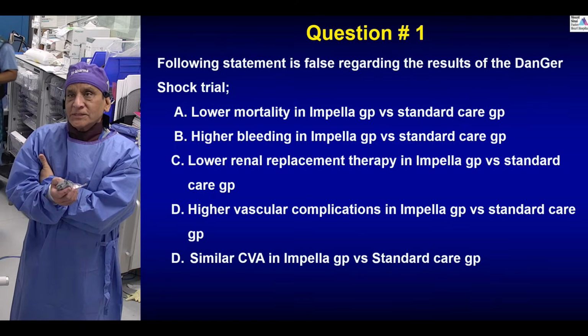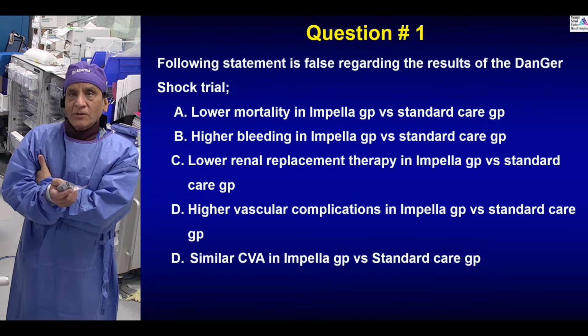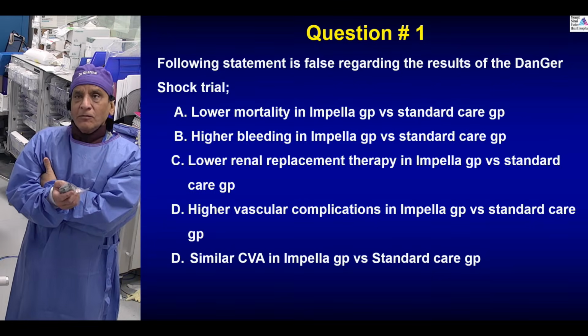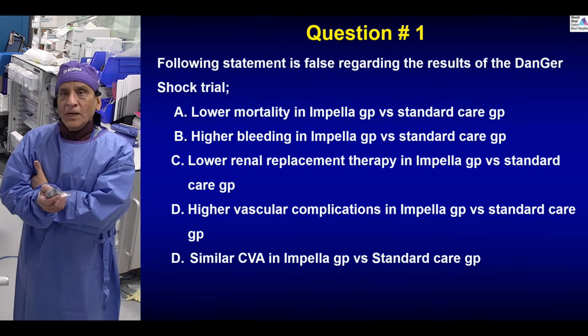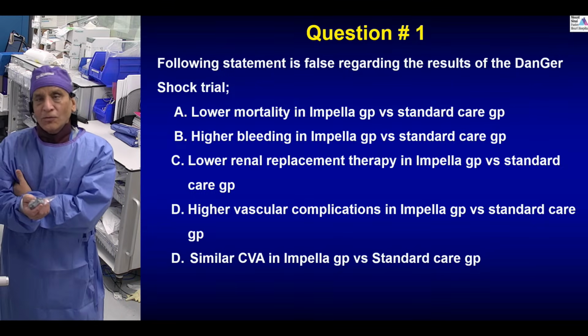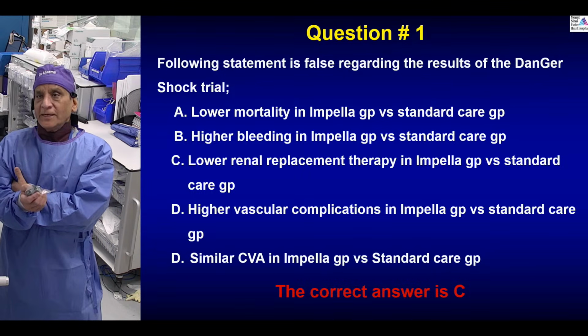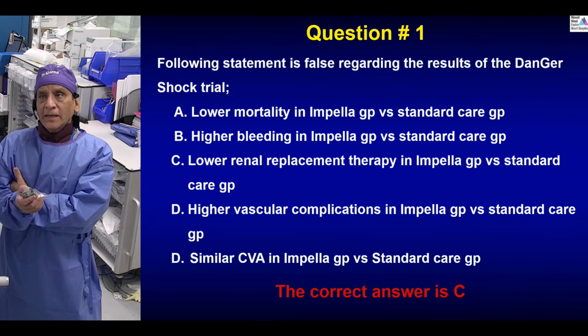Let me go through 3 questions quickly. The following statement is false regarding the results of the DanGer Shock trial. Lower mortality in the Impella group, higher bleeding in the Impella group, lower renal replacement therapy in the Impella group, higher vascular complication in the Impella group, similar CVA in the Impella group. So all are true except C. There was not a lower renal replacement therapy. It was higher renal replacement therapy in the Impella group.